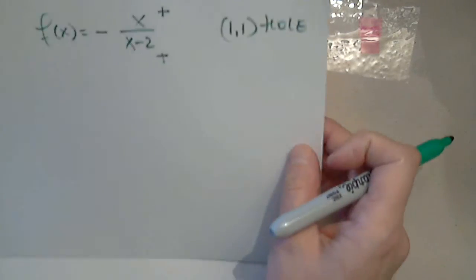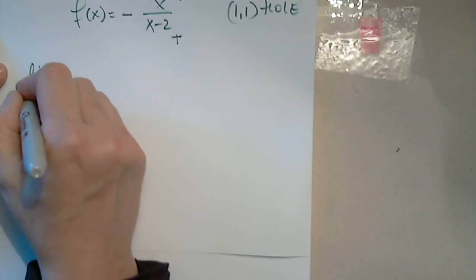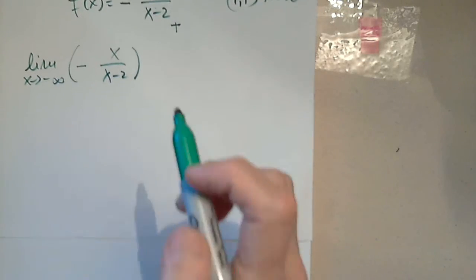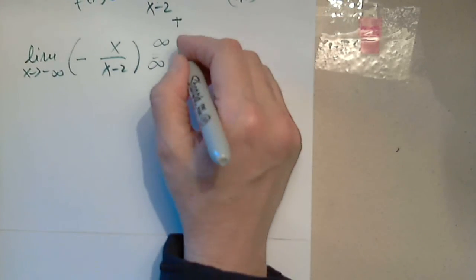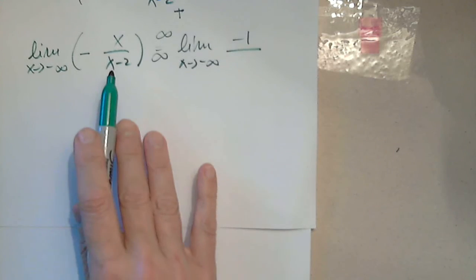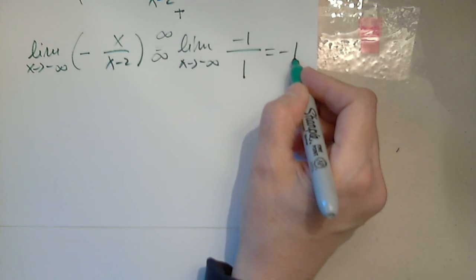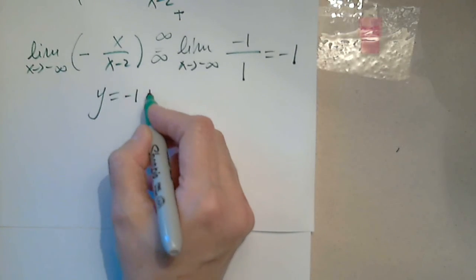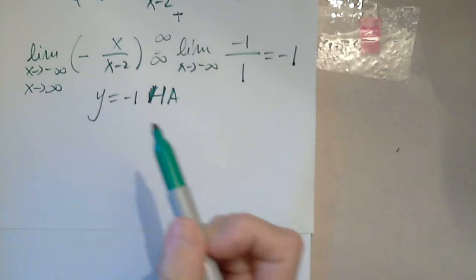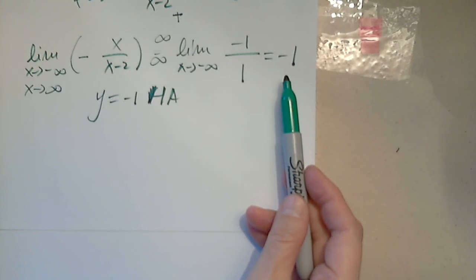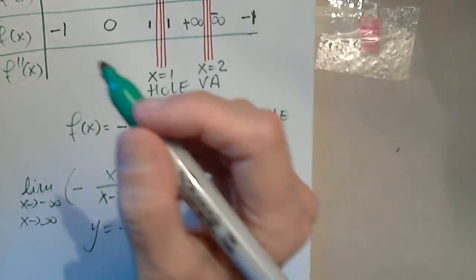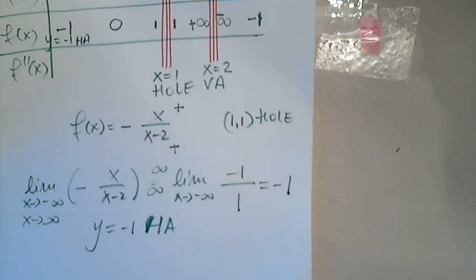So, but now I need to find the limit. So, limit as x approaches negative infinity of negative x over x minus 2. I know this is infinity over infinity. I like it because I know L'Hopital's rule. When I differentiate the numerator, I get negative 1. When I differentiate the denominator, I get 1. So the answer is negative 1. That means y equals negative 1 is a horizontal asymptote. There is no need to calculate the other one. Even if you do, you will still get negative 1 because it's a rational function. So this is negative 1. This is negative 1. So y equals negative 1 horizontal asymptote.